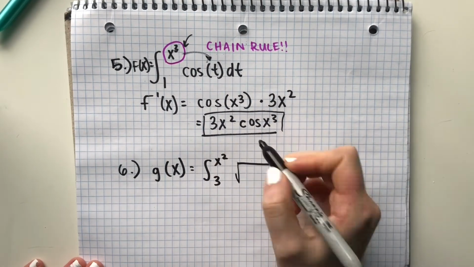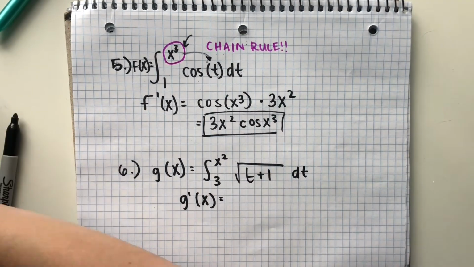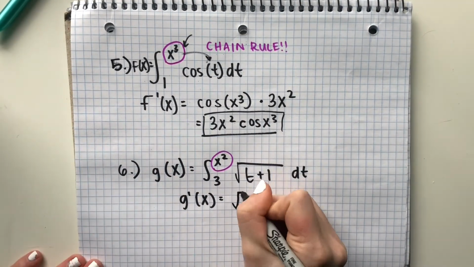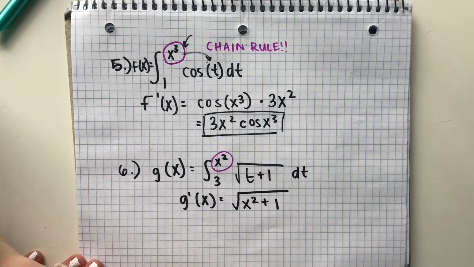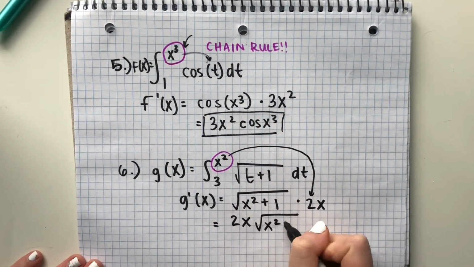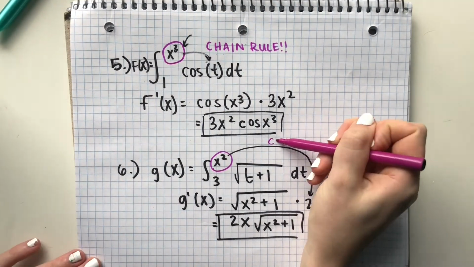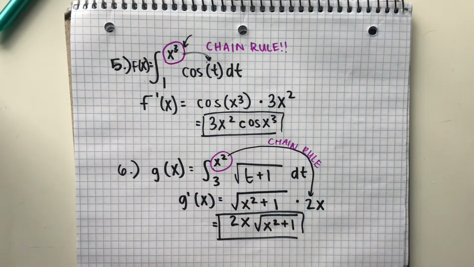Here's another one with an exponent on the top. So we're going to plug in again that x squared, or whatever the x is for the t, and then we're going to multiply it by the derivative for chain rule. So it's just going to be 2x times square root of x squared plus 1. And that's using chain rule too.